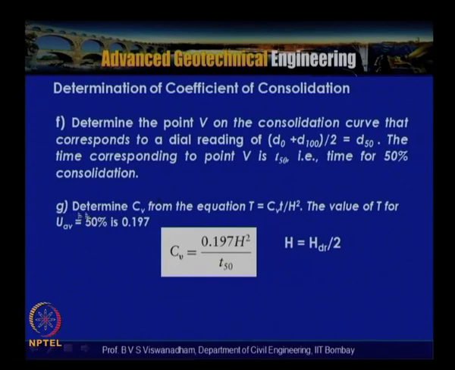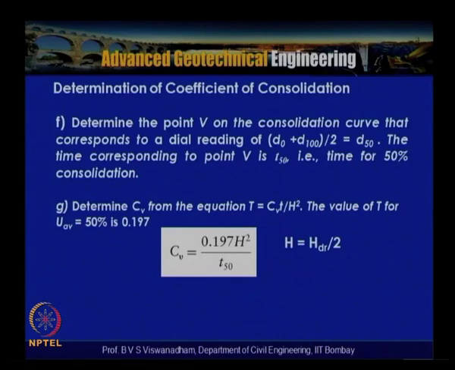In order to determine C_v from the equation, for 50% consolidation T_v is 0.197. So by using T_v = C_v t / H², where H is H drainage, depending upon the drainage. For example, in a consolidation test we have filter stones at both top and bottom, so it is H_dr by 2. So we can write C_v equals 0.197, the time factor for 50% consolidation, into H squared divided by T50.